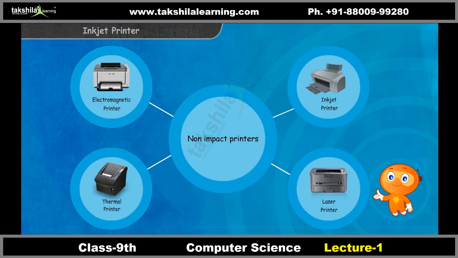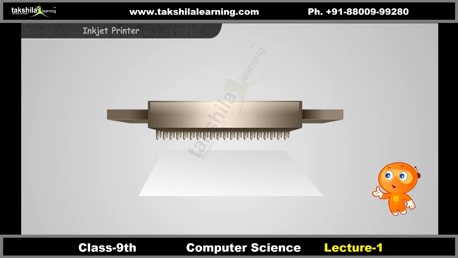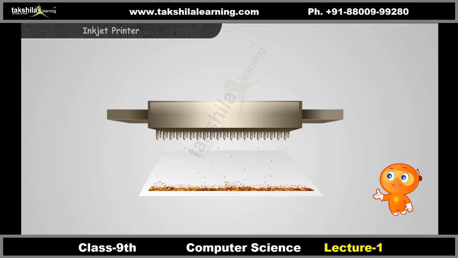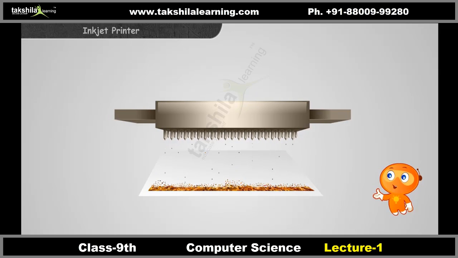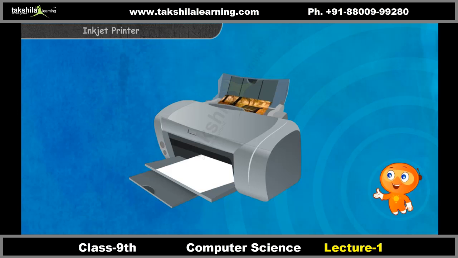Now let us see the working of inkjet printer. Inkjet printer's head consists of thousands of tiny nozzles. These nozzles spray tiny droplets of ink continuously onto the paper, creating the image. This gives a high-quality printout, as each character is formed by a large number of ink droplets.